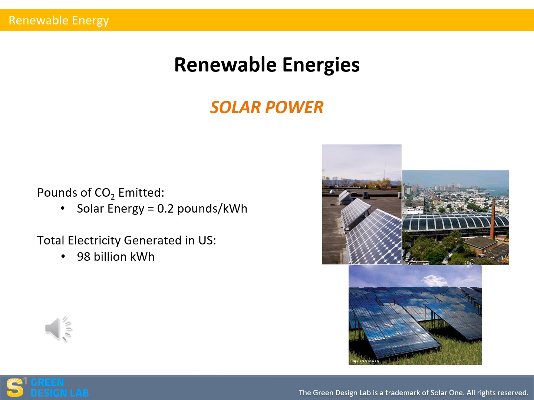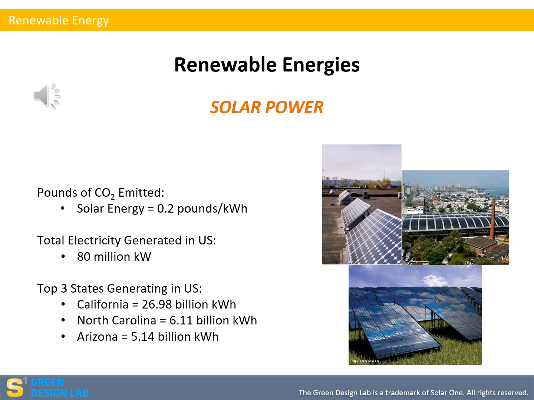In 2018, the total amount of electricity generated in the United States from solar power was 98 billion kilowatt hours. The top 3 states generating solar power are California with 26 billion kilowatt hours, North Carolina with 6 billion kilowatt hours, and Arizona with 5 billion kilowatt hours.